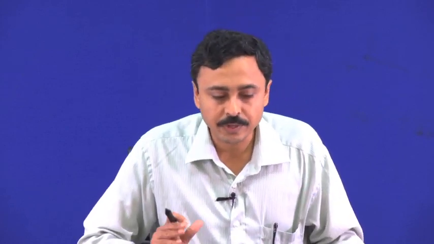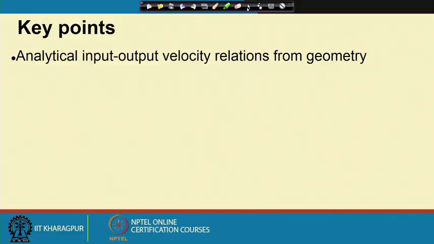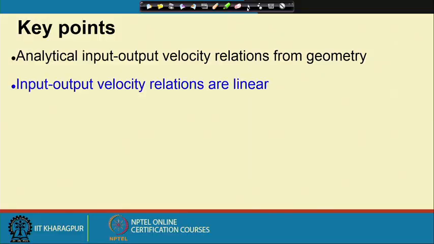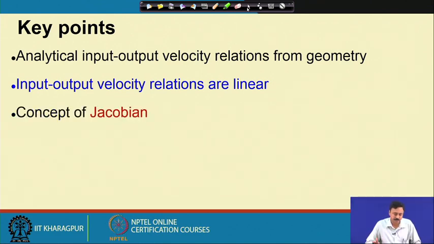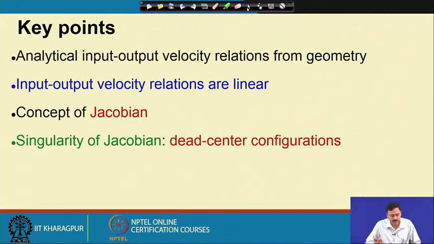We have found the analytical input output velocity relations from geometry, which were found to be linear. We have again brought in the concept of the Jacobian, and the singularity of the Jacobian gave us the dead center configurations or the singular configurations of the mechanism. So, these dead center configurations, singular configurations, are synonymous with the singularity of the Jacobian or the singularity of the inverse of the Jacobian.